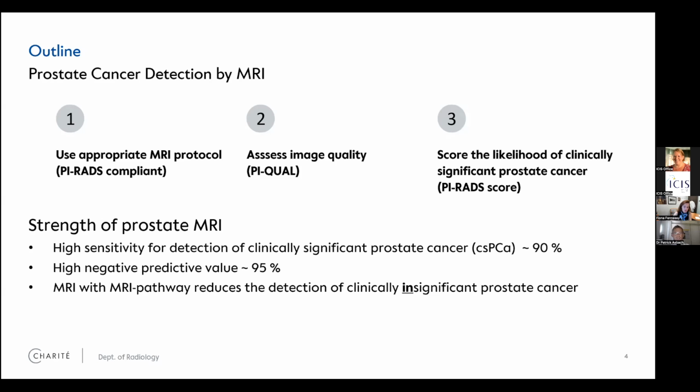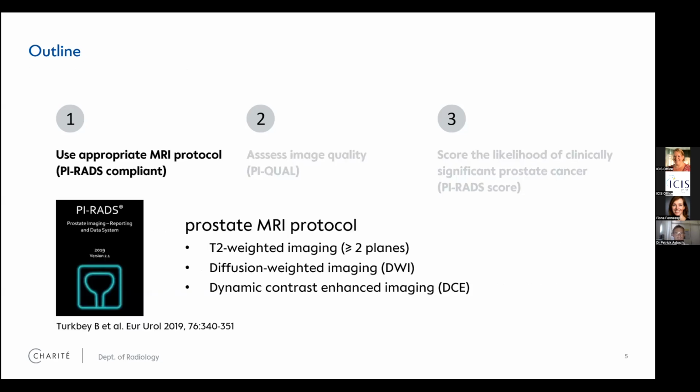Keep in mind that the strength of prostate MRI is this high sensitivity to detection for clinically significant prostate cancer. Depending on the study you read, you're in the 90% range. And the high negative predictive value of prostate MRI, which again depends on which study you read, is around 95%. And the third strength of prostate MRI is that when you incorporate MRI in this MRI pathway, you reduce the number of detections of clinically insignificant prostate cancers. So this is a very important advantage of prostate MRI.